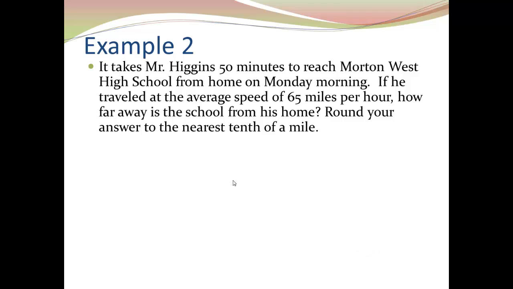All right, let's look at this next example. It takes Mr. Higgins 50 minutes to reach Morton West High School from home on Monday morning. He traveled at an average speed of 65 miles per hour. How far away is the school from his home? Round your answer to the nearest tenth of a mile.